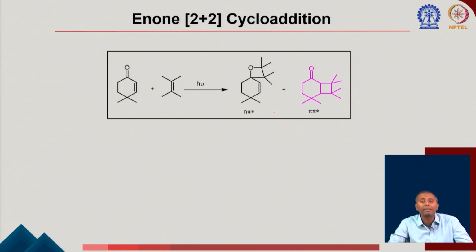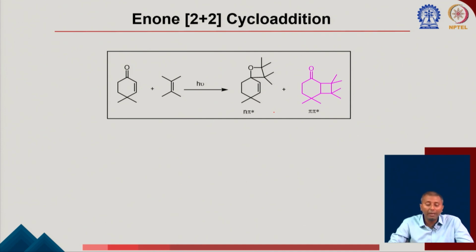Every week there is an assignment, you guys know already, so I am going to give you some more problems there. Now I am going to move on and talk about another important photochemical reaction of carbonyl groups. This is the enone 2+2 cycloaddition.